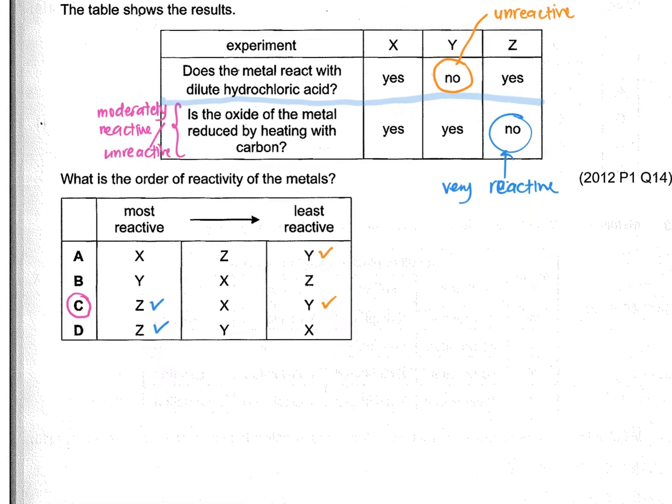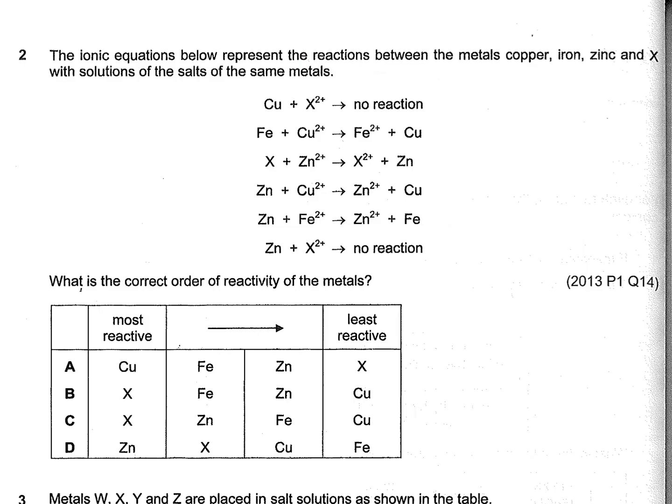Moving on to question number 2. For question number 2, you are given the ionic equations that represent the reactions between the metals copper, iron, zinc, and X, with a solution of a salt of the same metal. This type of reaction is called a displacement reaction. Displacement reaction of metals works in the same way as displacement reaction of halogens. So the more reactive metal can displace the less reactive metal from the salt solution.